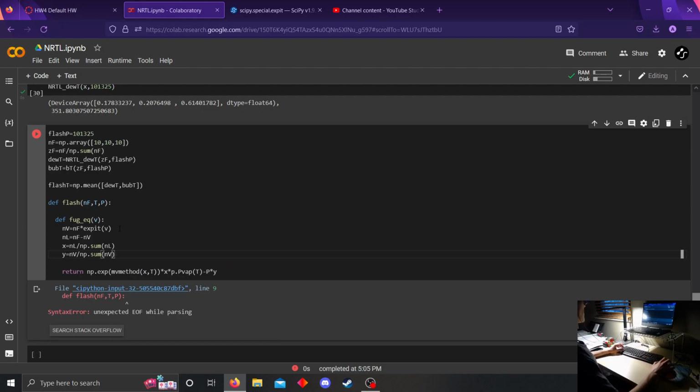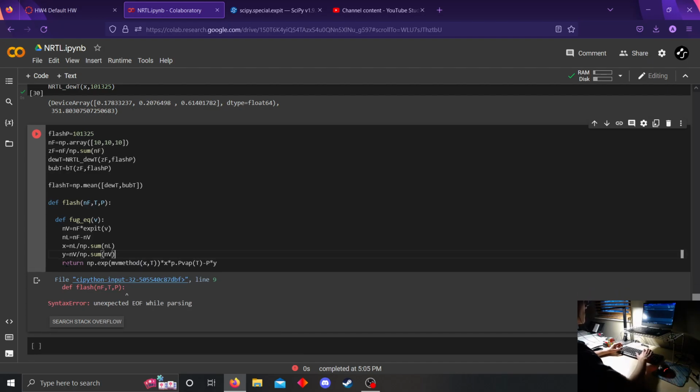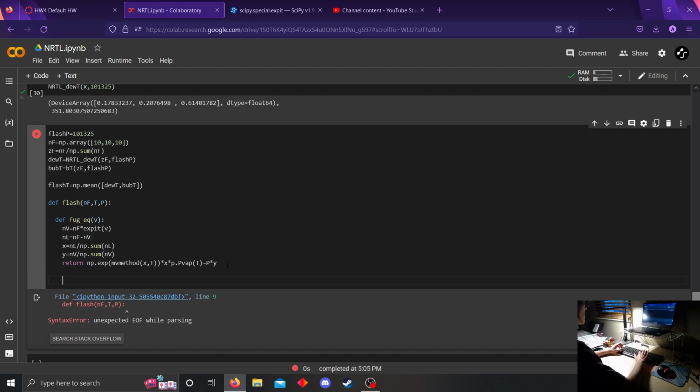Okay, so that's our equation there. We basically wanted to find the zero of this equation. We want to set this to 0 using this information here. Now to do that, we're going to jump down here and use a root solver. So we're going to do root.